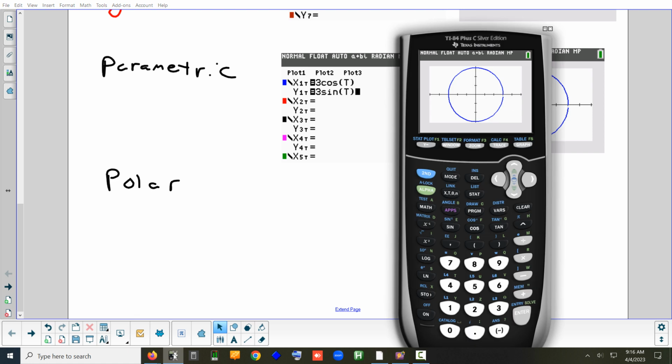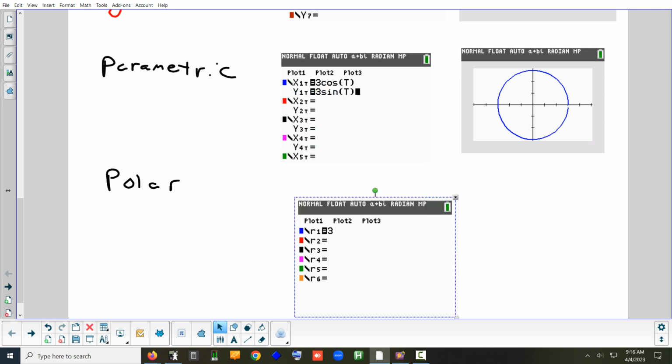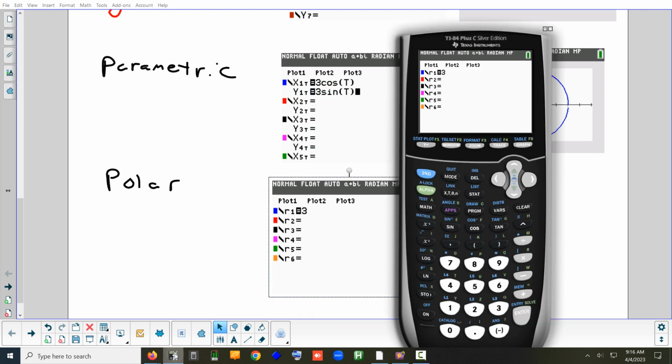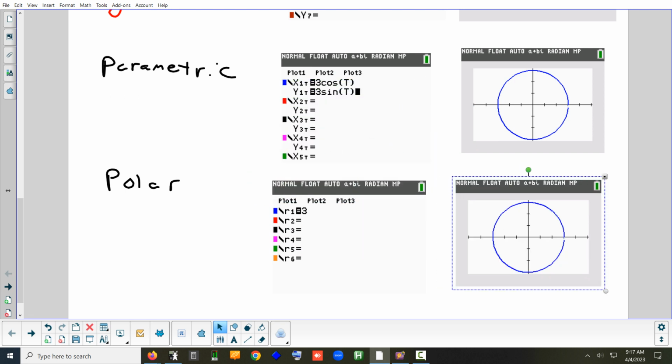Now, polar. So this is the mode we haven't done yet. Go to polar. Now you get a screen that says R equals. And if you want to draw a circle with a radius of 3, that's all you have to put in. Put in a single number. R equals 3. Hit graph. And by far, that is the best way to draw a circle.